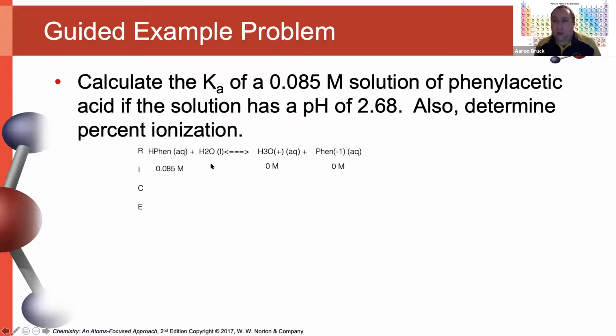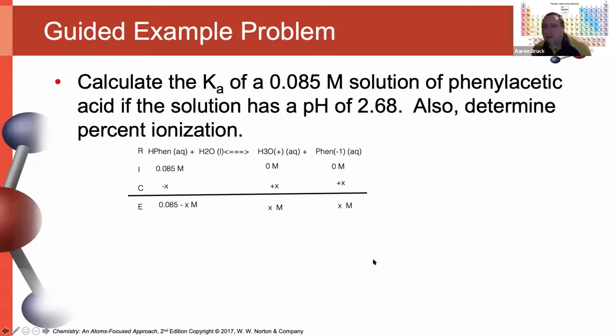Since right now, everything is on the reactant side and none of it is on the product side, we know that we are going to lose some amount of reactant and we are going to gain equivalent amounts of product, which means that at equilibrium, we are going to have 0.085 minus X molar phenylacetic acid. We are going to have X molar hydronium, and we are going to have X molar phenylacetate.